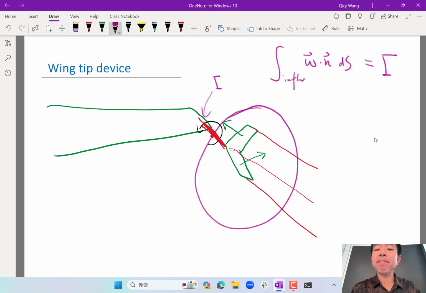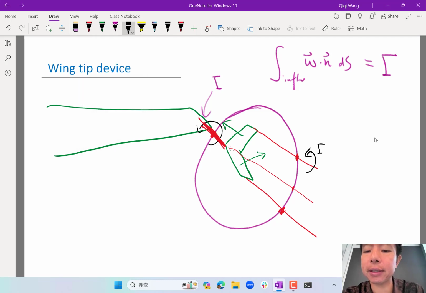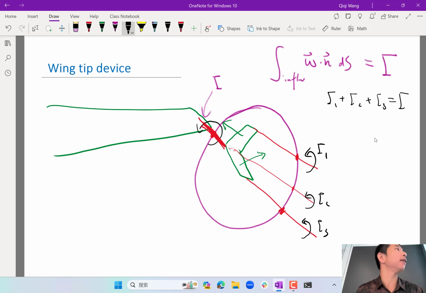Okay, and then if you now think about the outflux, the intersection of these three vortices with the outlet portion of this control volume, the integral over there has to be the same. Which means, let's say this circulation is gamma 1, this circulation is gamma 2, and this circulation is gamma 3. The summation of these has to equal gamma.